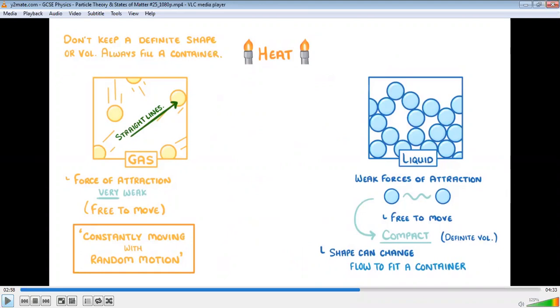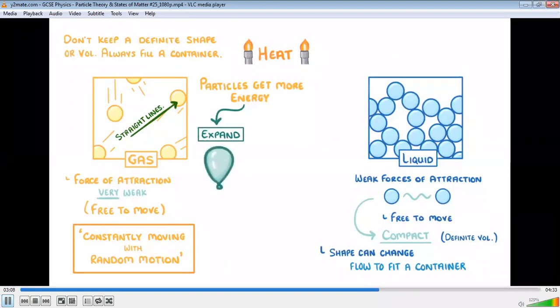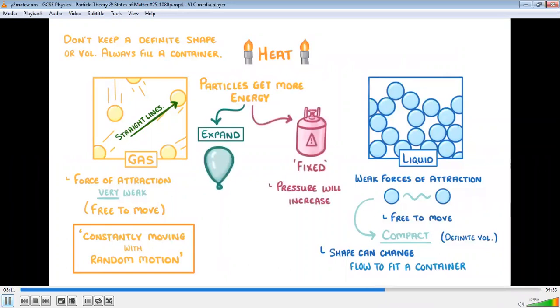Yes, a little bit. When we heat up a gas and the particles get more energy and so travel faster, the gas will either expand if the container it's in is expandable, like a balloon, or if the container is fixed, then the pressure will just increase.